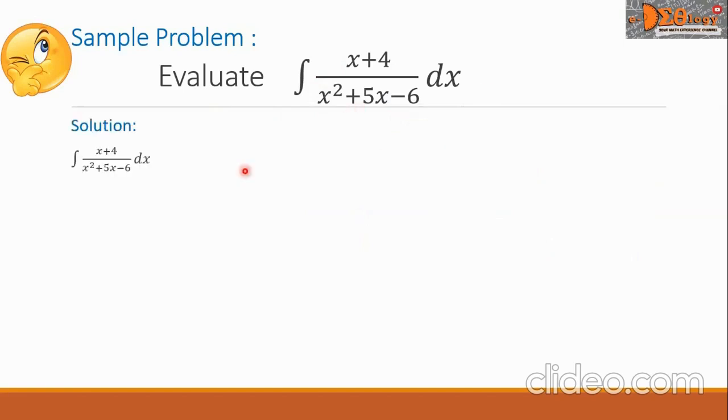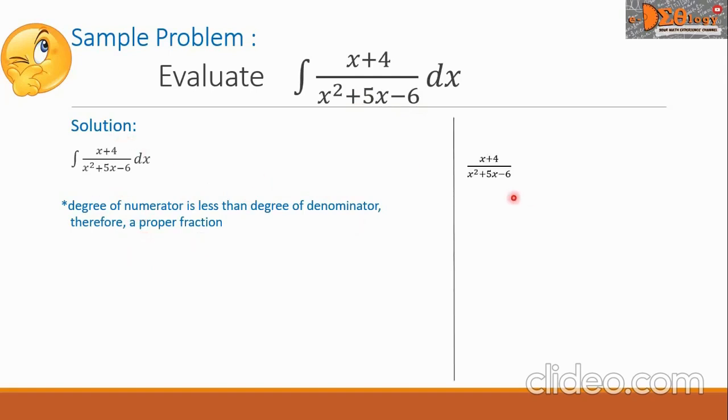Let us copy this problem down here. Take note that the degree of numerator is less than degree of denominator. Therefore, this is a proper fraction. Let us copy this fraction on the side.